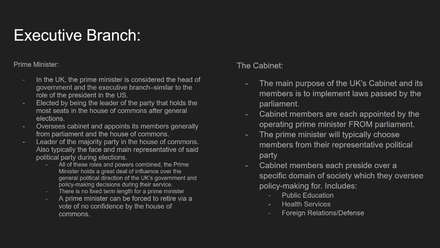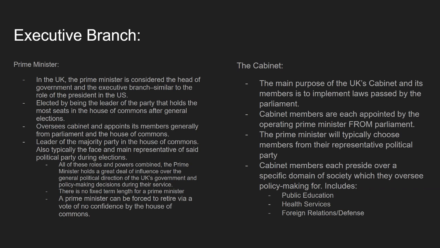They are also the leader of the majority party in the House of Commons, and this is how they're elected. They also typically are the face and main representative of said political party during the elections. With all of these roles and powers combined, the Prime Minister holds a great deal of influence over the general political direction of the UK's government and policy-making decisions during their service. There is no fixed term length for a Prime Minister, and a Prime Minister can be forced to retire via a vote of no confidence by the House of Commons.